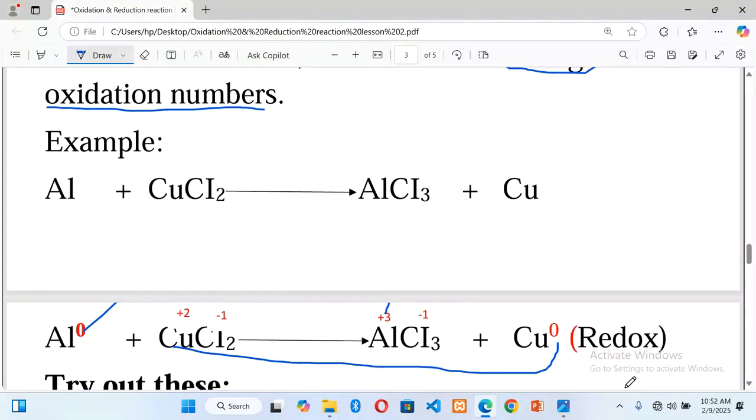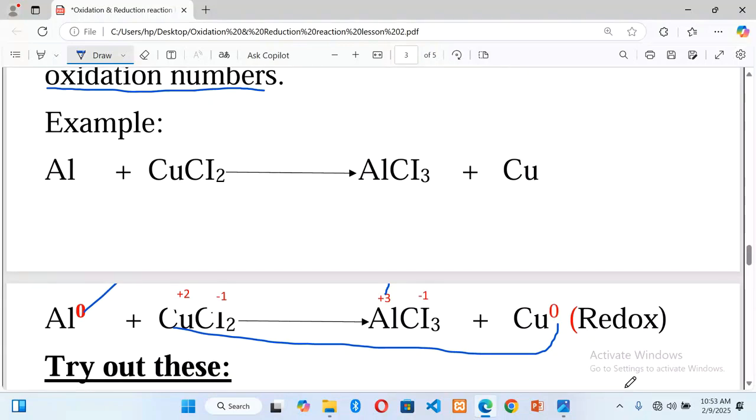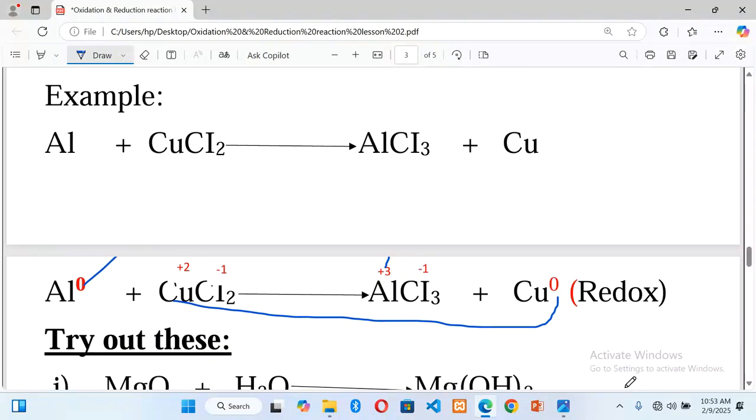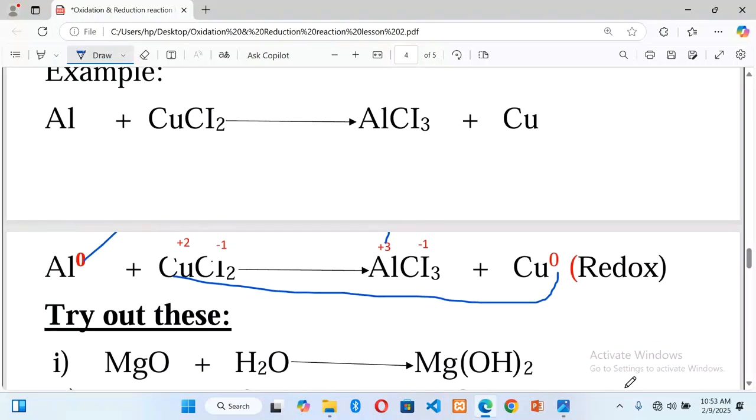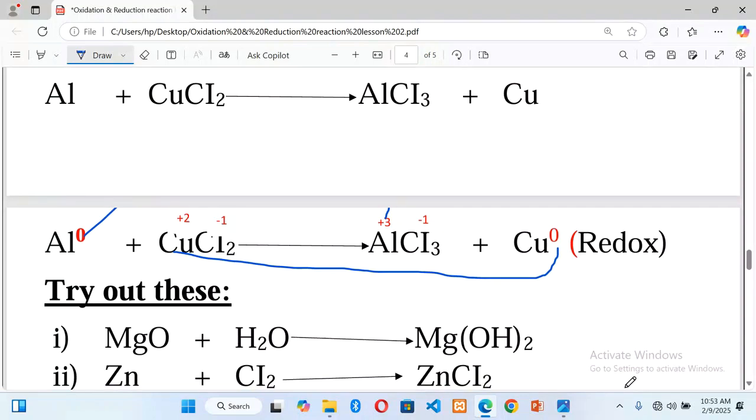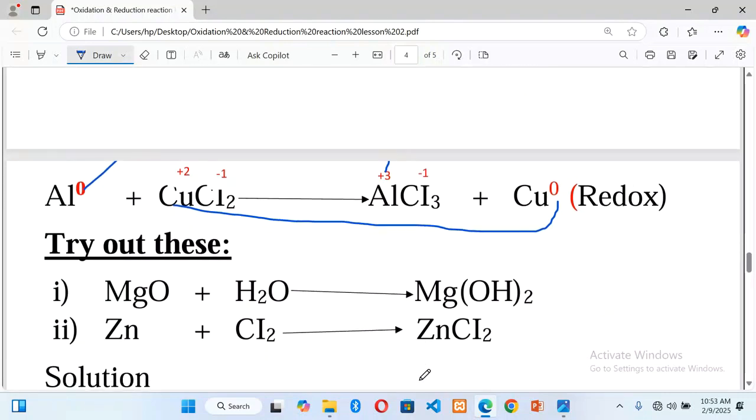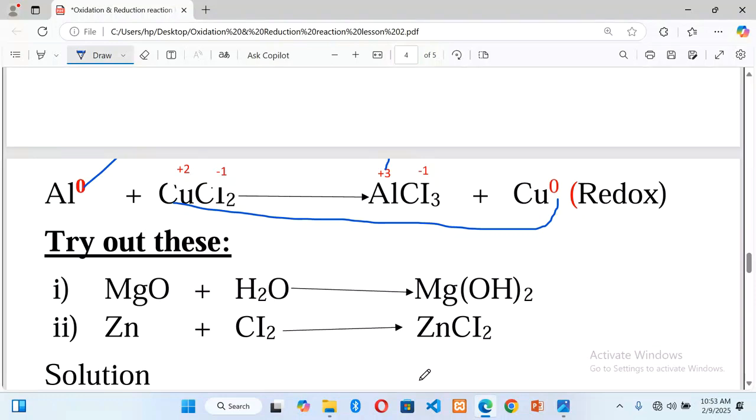So let's try out this. Please pause and try out these questions. Look at this: magnesium oxide and water react to form magnesium hydroxide. Is this a redox reaction or not? Number 2: zinc reacting with chlorine to form zinc chloride. Is it a redox reaction or not? You can pause and first try them out. Then at the end of it all, you tell me whether you have passed it or not, and how you found it. That's what I want us to know.